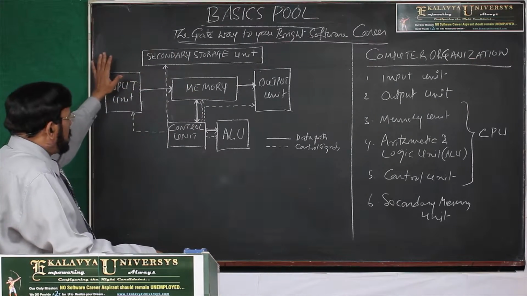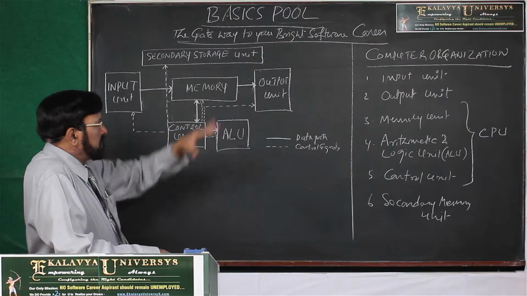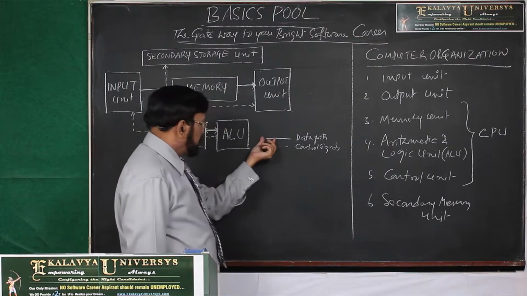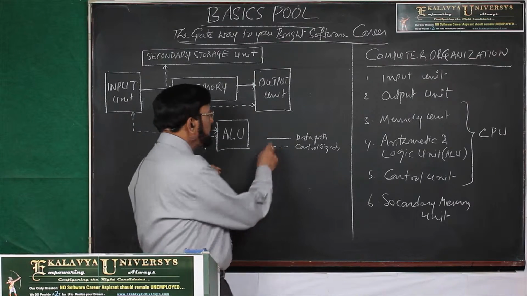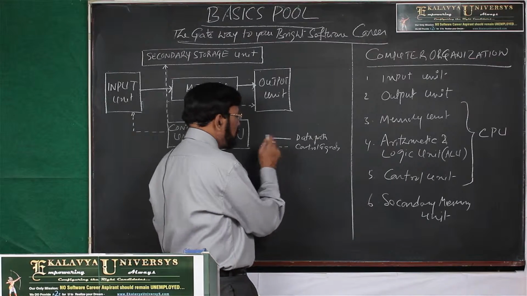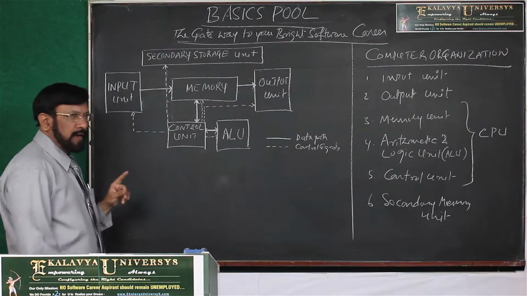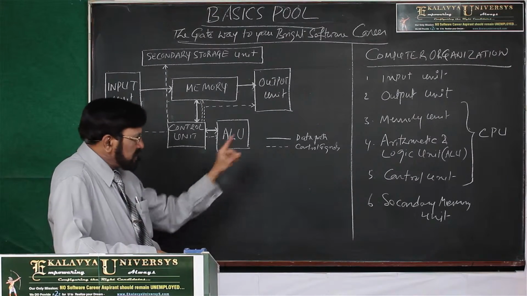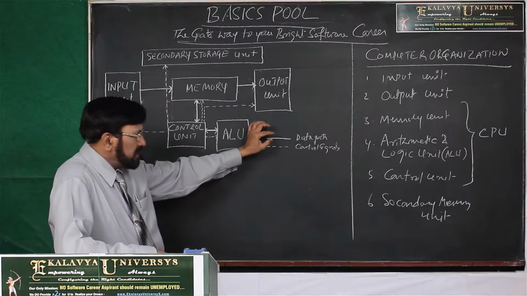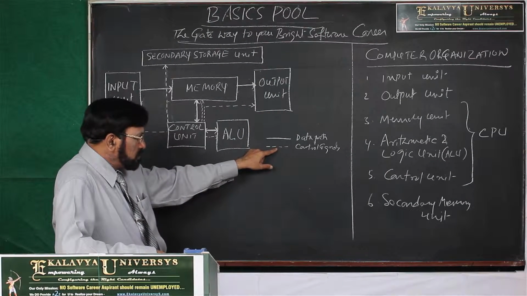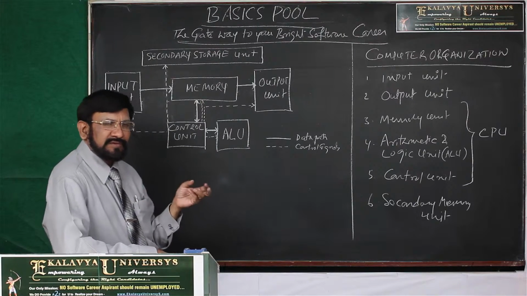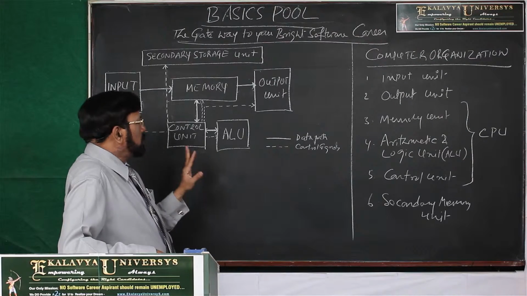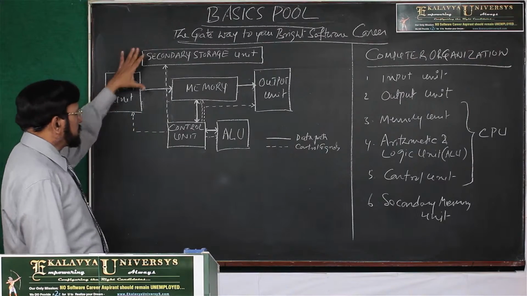Now let us draw a figure and see how they interact with each other. Here, two types of lines I have drawn. The first type is a thick line, the second type is a dotted line. The thick line represents transmission of data. Data is passed through thick lines, and through dotted lines only control signals are transmitted. So that you understand, now let us take them one by one.